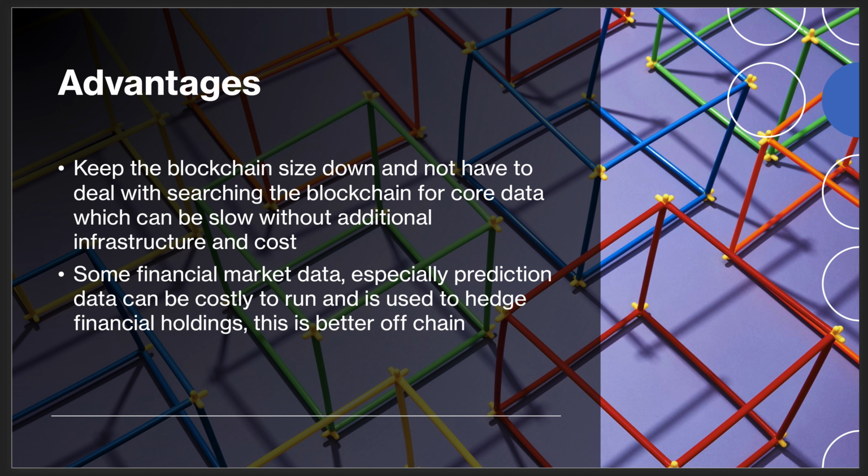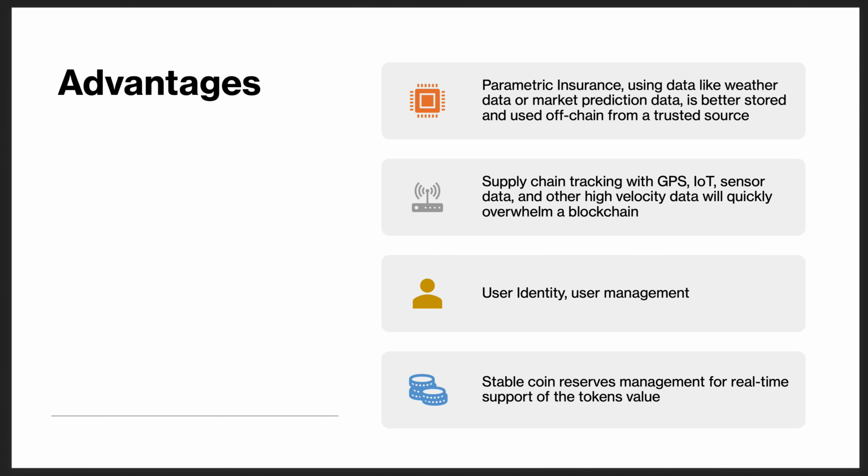And it can be a pain trying to search the blockchain for some kind of core data, which can be slow, without additional infrastructure and cost. The other thing that makes it interesting is financial market data, especially prediction data. It's costly to run, so you really don't want to be running that on the blockchain. You're going to want to be running that in a data warehouse, doing some kind of data repository process so that you can run that data and use it to hedge financial holdings. This is all just better off the chain. You don't want to be doing it on the chain.